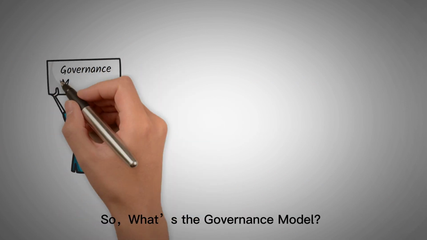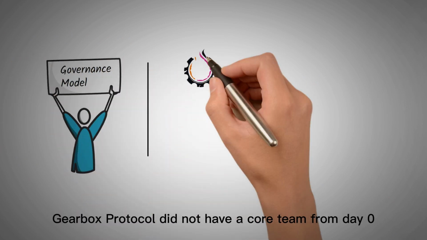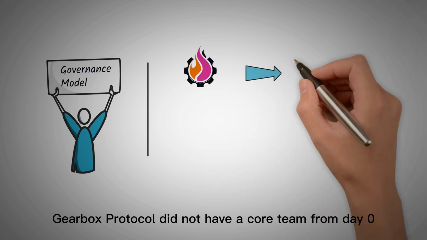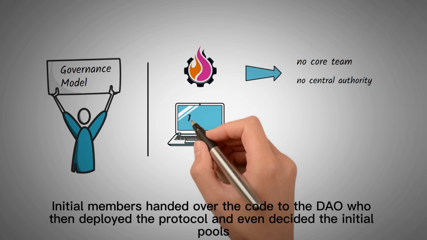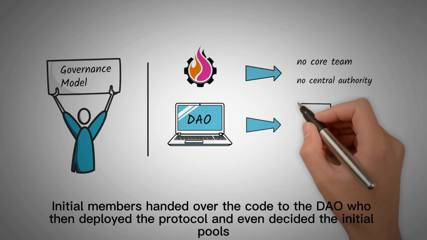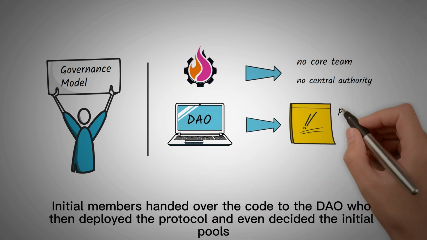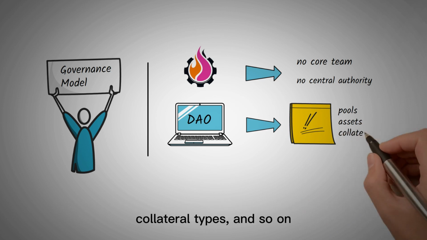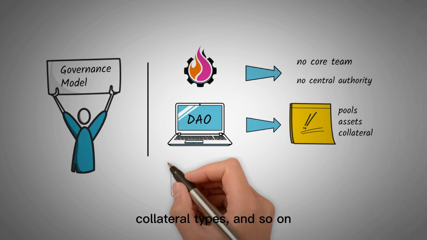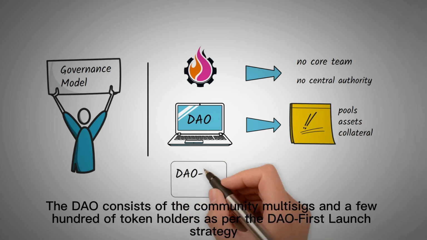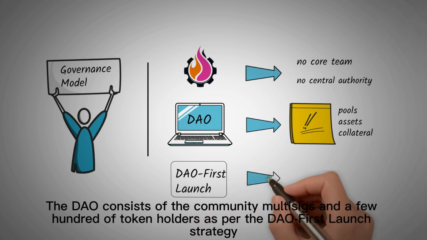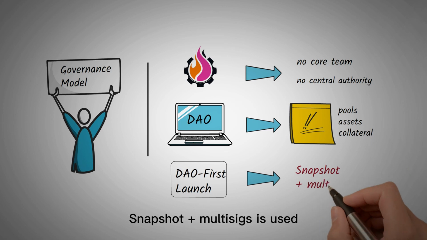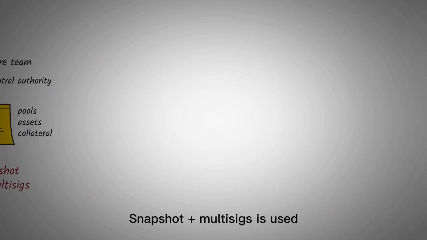So what's the governance model? Gearbox Protocol did not have a core team from day zero, no central authority. Initial members handed over the code to the DAO, who then deployed the protocol and even decided the initial pools, assets, collateral types, and so on. The DAO consists of the community multisigs and a few hundred token holders as per the DAO first launch strategy. Snapshot plus multisigs is used.